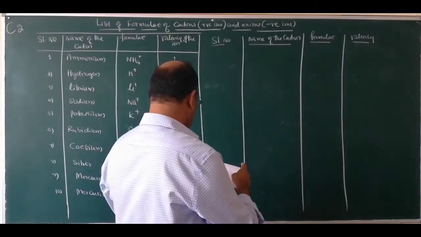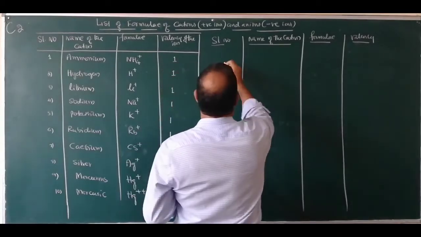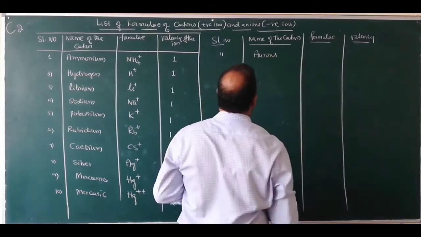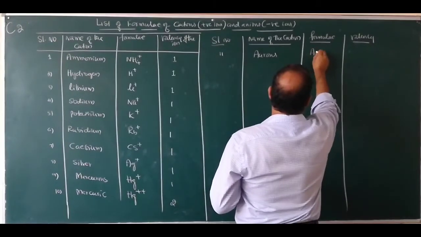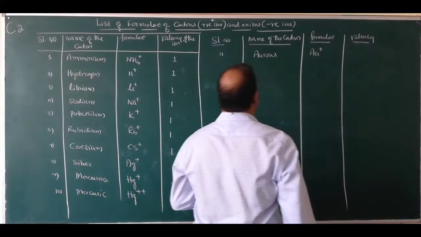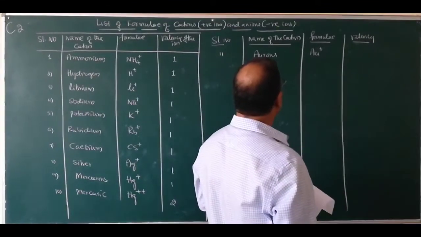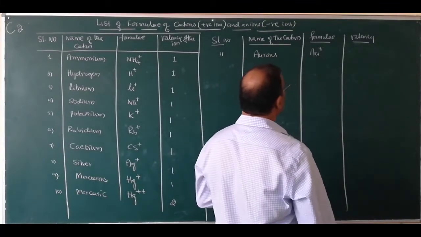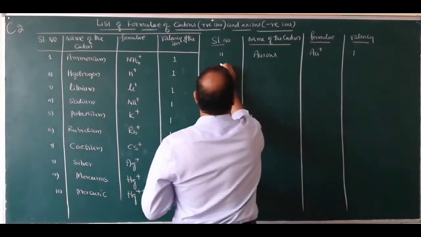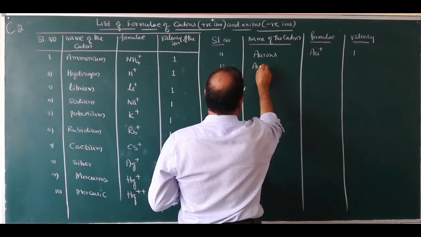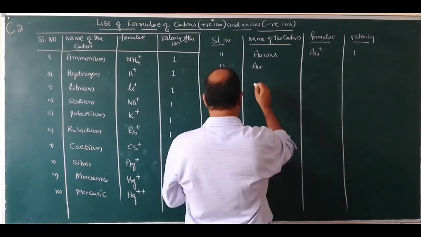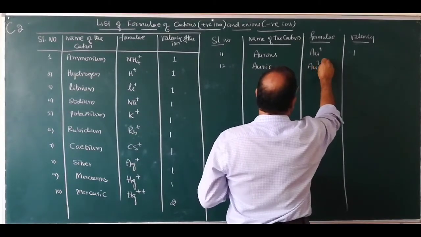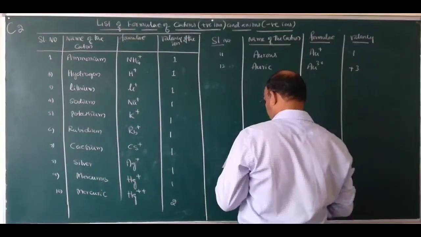Mercuric, and then this is serial number 11. This is aurous, formula Au+. Aurum is the chemical name of gold. If it is plus 1 positive charge, it is called aurous, valency is 1. And 12, auric, Au3+, this is plus 3.